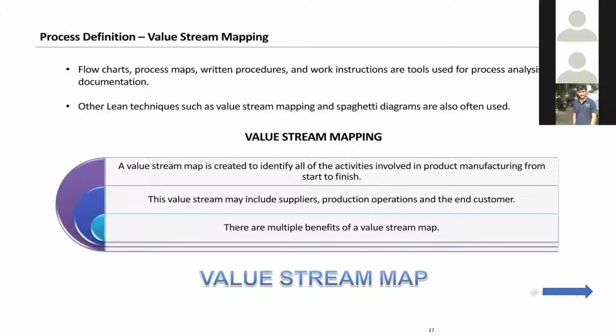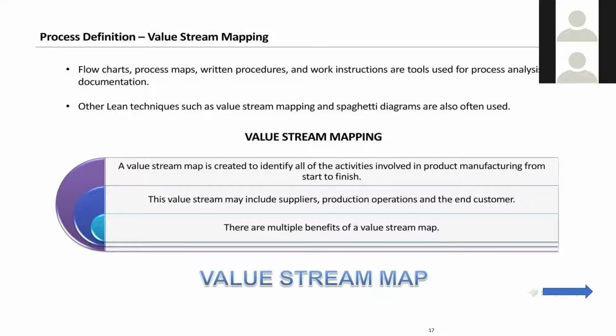You're looking at flow charts, process maps, written procedures, work instructions, tools which are used for process analysis and documentation. Besides value stream mapping, we also use spaghetti diagrams. Now, what is value stream mapping? A value stream map is created to identify all of the activities involved in product manufacturing from start to finish.